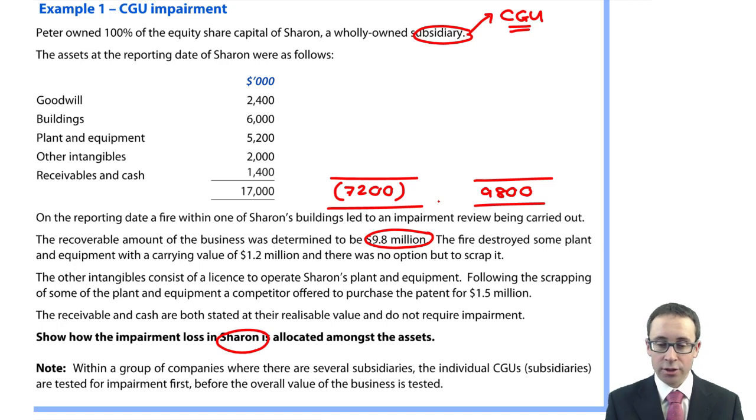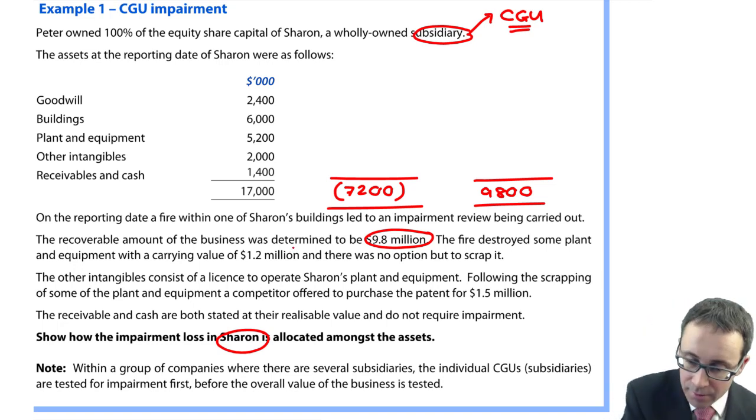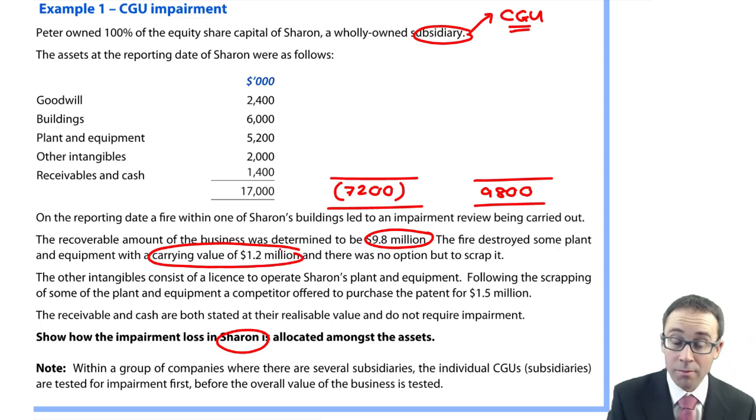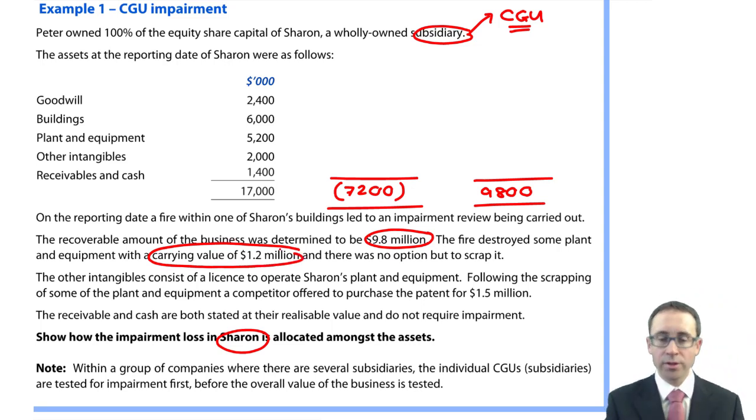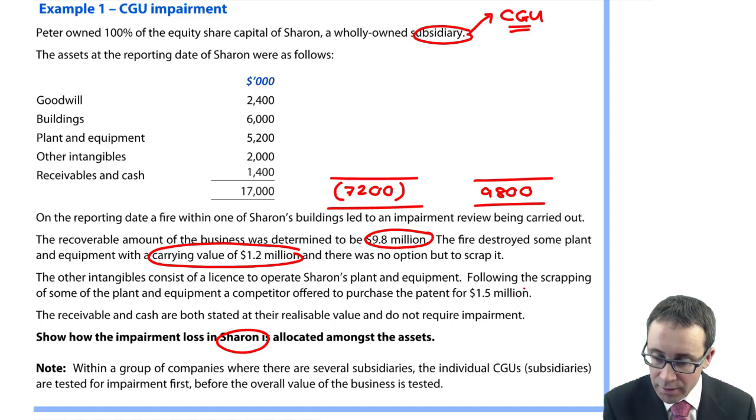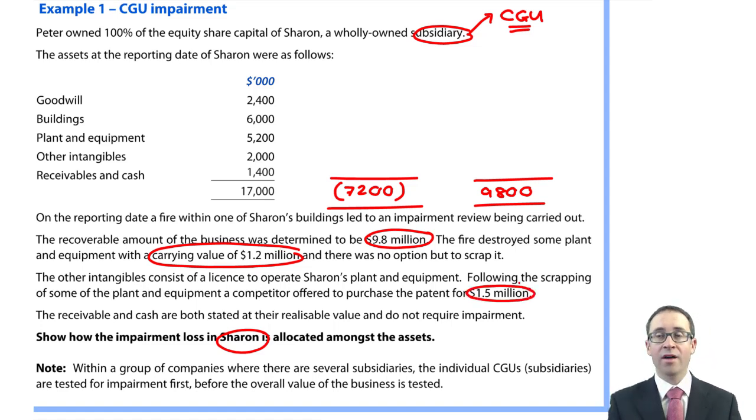It says the fire destroyed some plant and equipment with a carrying value of 1.2 million. So we'll need to remove 1.2 million, won't we, from the value of the plant and equipment. That's a specific asset that's been impaired. Other intangibles consist of a license to operate the plant and equipment. So given the plant and equipment's been damaged, we see now that somebody has offered to buy it from us for 1.5 million. So that's the value of the intangibles. That looks like it's impaired down from its 2 million value.